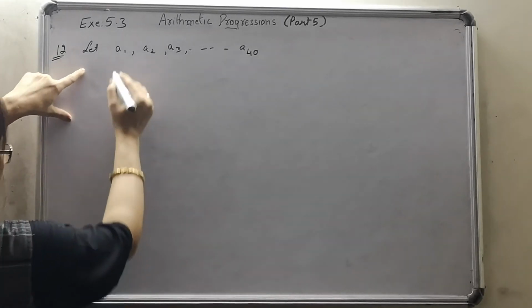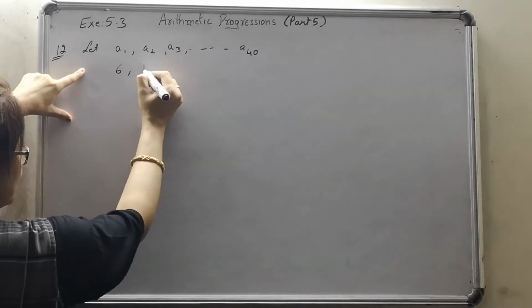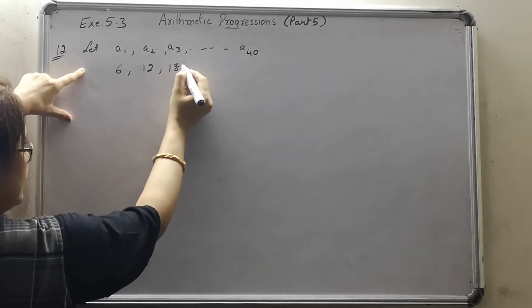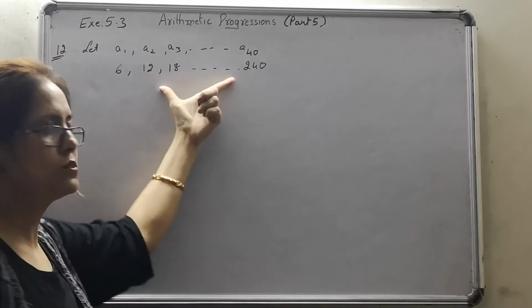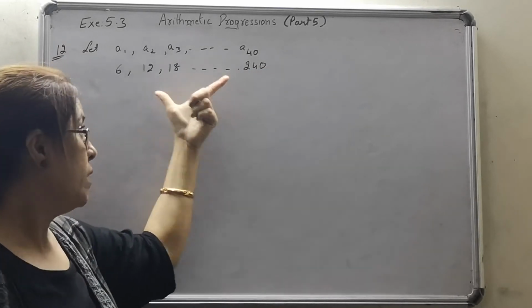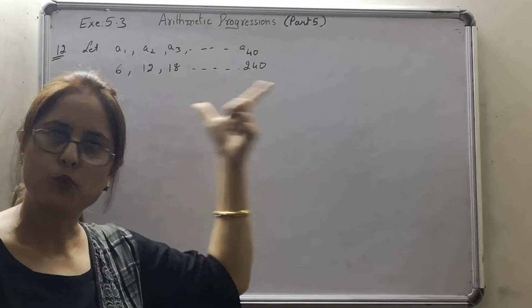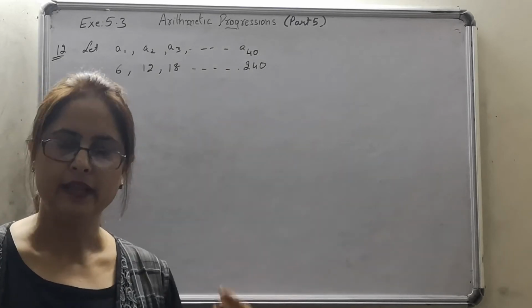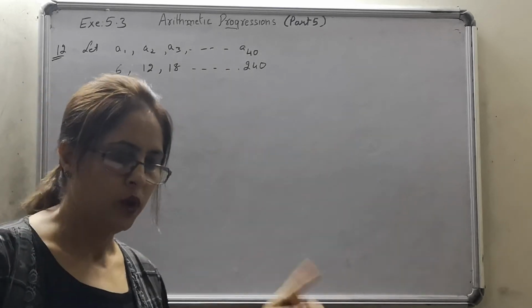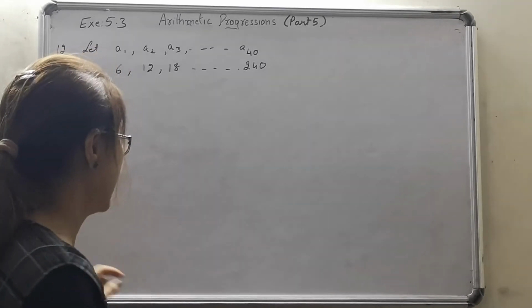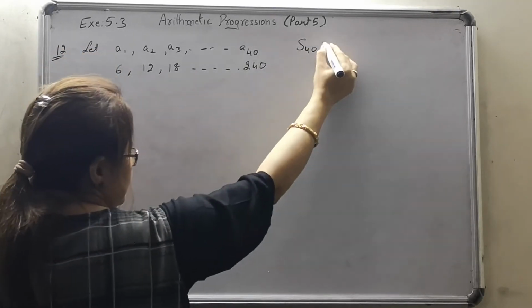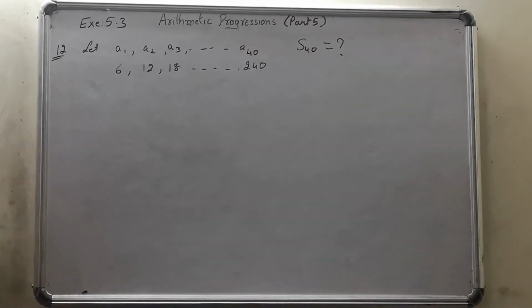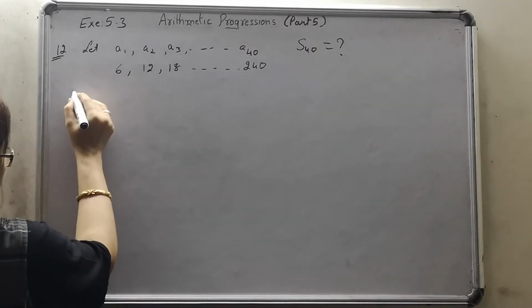So the table of 6: 6 1s are 6, 6 2s are 12, 6 3s are 18 and 6 into 40 is 240. This is the sequence we have built up. Now, since the sequence is with me, I'll move to AP. I'll find out the A and D and then proceed. Question, we must know our target. We have to find the sum of these 40 integers which are divisible by 6. So, let's come to the solution part.